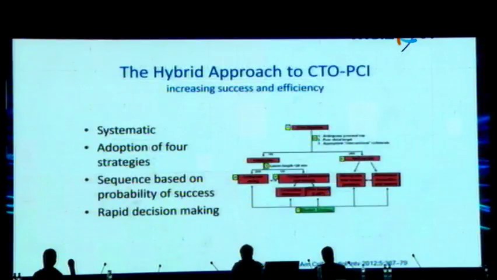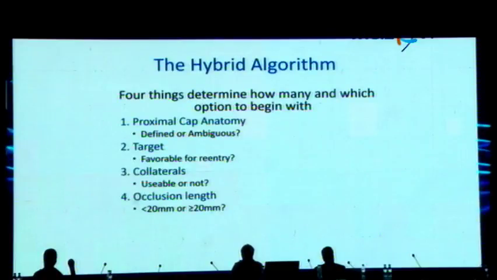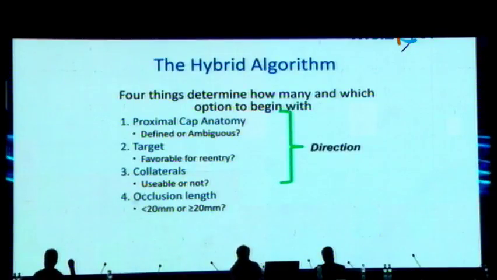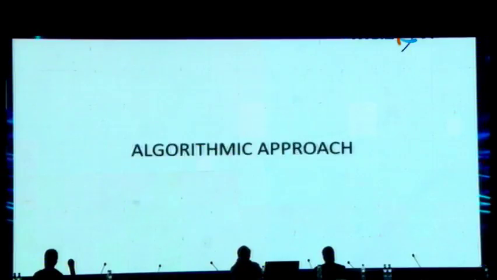And so, in summary, hybrid is essentially a systematic way of adopting the 4 strategies, the sequence of which is based on what is likely to succeed, what is safe, and also on switching from one strategy to another when something doesn't work. So to reiterate, the 3 initial questions, right? Proximal cap, the target, and the collaterals are going to help you determine initial directionality. And how efficiently you can wire it will determine if you're going to try and wire it or if you're going to go subintimal and re-enter.